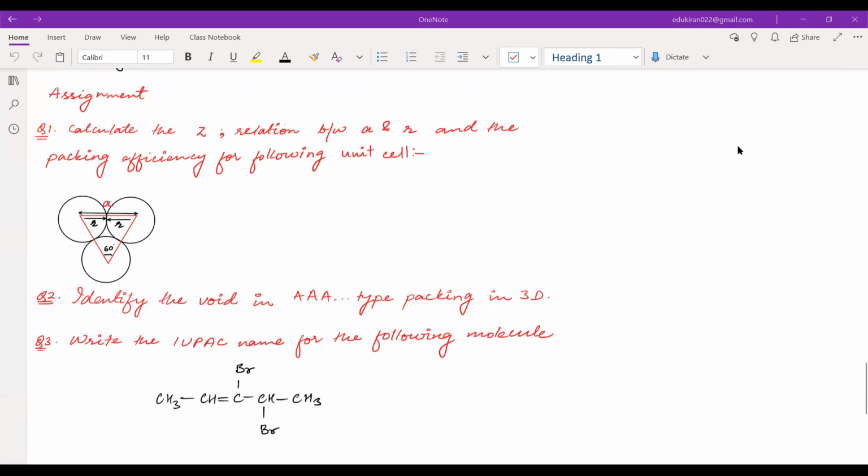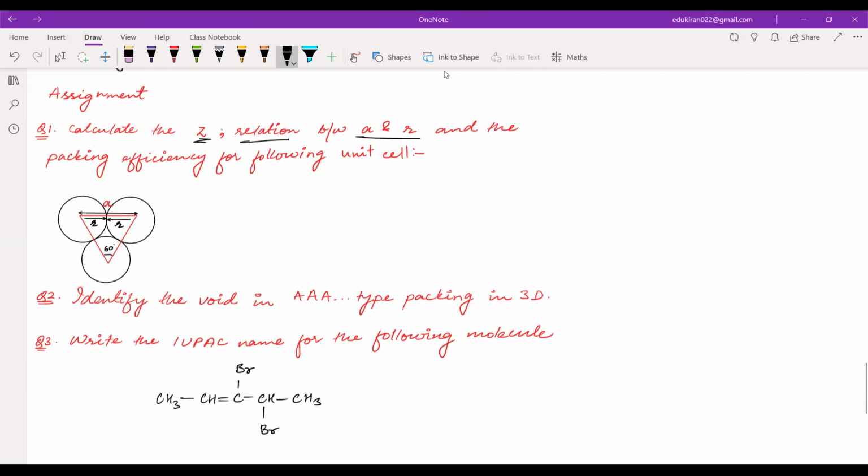The assignment one. So I have given you a unit cell. I hope you can see the unit cell. That is the red part here, okay? The red triangle, it is the unit cell, and you have to calculate the Z, the relationship between A and R, and the packing efficiency. So first of all, let me find the Z here, okay? If you see the Z, tell me how many types of atoms are there? We have only one type of atom. All the atoms are in the corner. Yes or no? Correct. Any doubt till here?